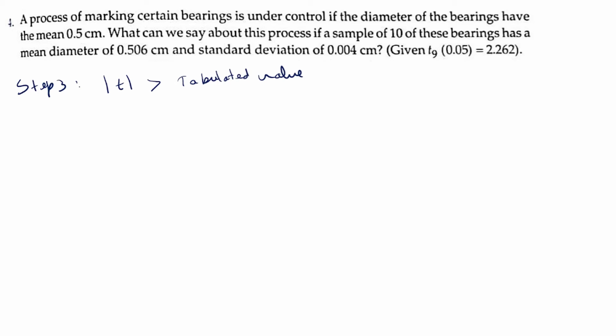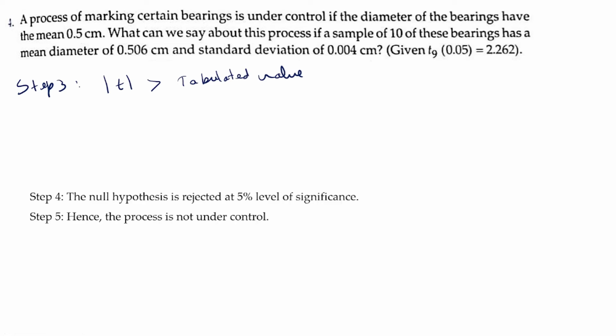So if it is greater than the table value, then we have to reject H naught. As a result, the process is not under control. So the fourth step is the null hypothesis is rejected at 5% level of significance. Hence, the alternate hypothesis will hold. As a result, the process is not under control.